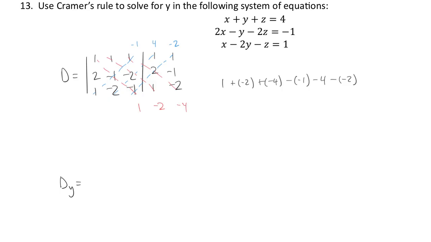So this is 1 plus negative 2 plus negative 4, and then we subtract negative 1, subtract 4, subtract negative 2. So this is 1 minus 2, it's negative 1 minus 4 is negative 5, plus 1 minus 4 plus 2. So this is negative 4 minus 4 is negative 8, plus 2, negative 6. Now for D sub y, the y column, which is the middle column, gets replaced with those constant values of 4, negative 1, positive 1, and everything else stays the same.